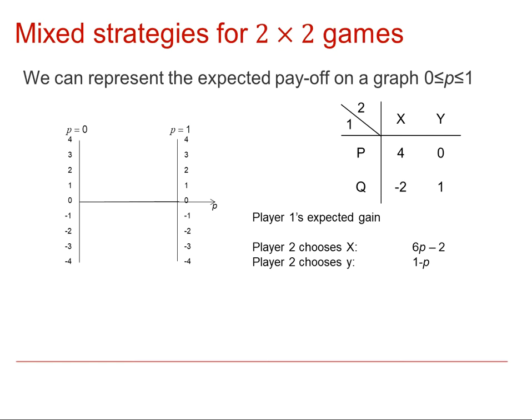So the first one, 6p minus 2: a probability of 0 means that it starts at negative 2, and a probability of 1 means it would finish at 4. If you plot the start and finish points onto the graph, then it's very easy to draw the line. So this one, and then the second one, 1 minus p, starts at 1 and then comes down to 0.